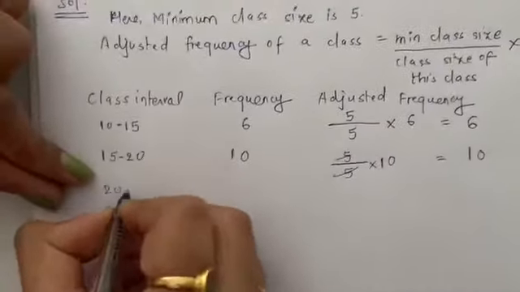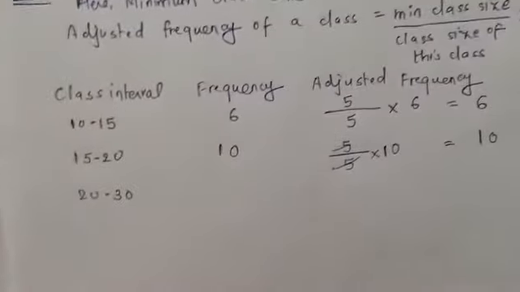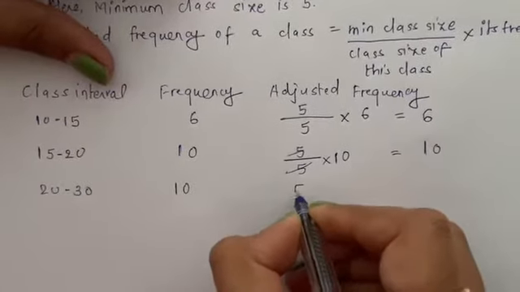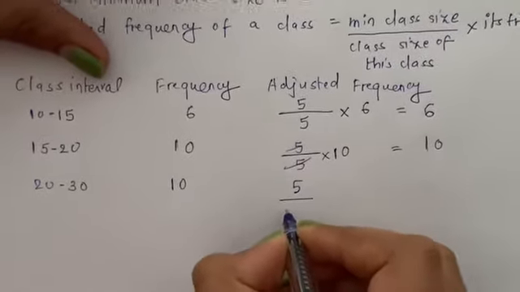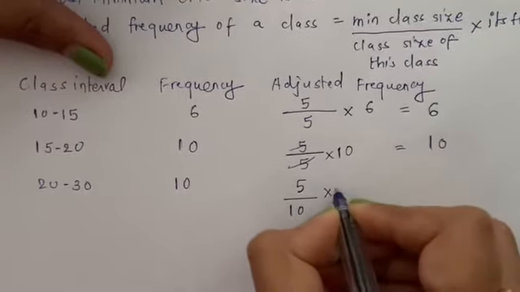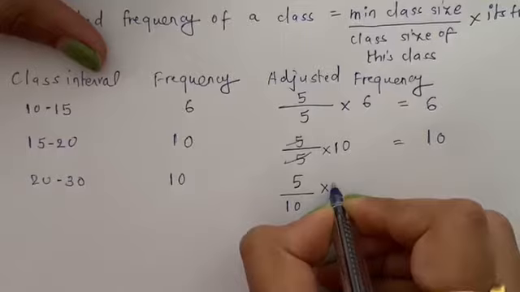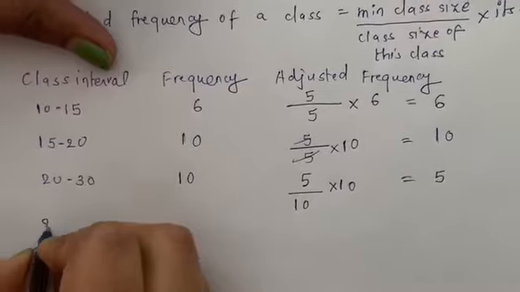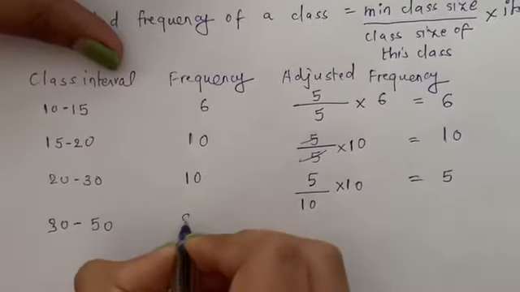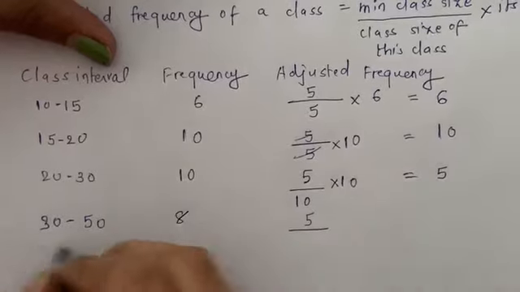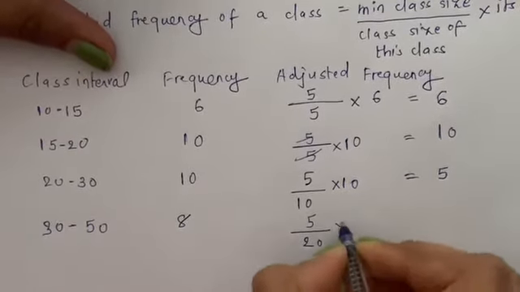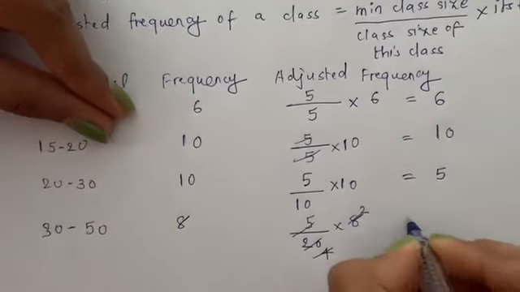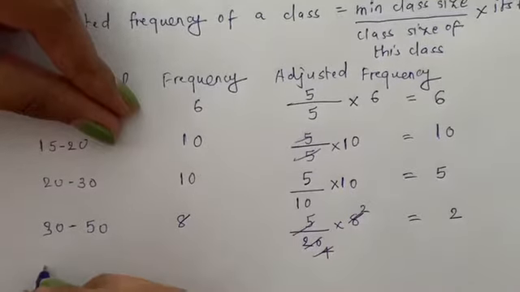After that we have the 20 to 30 class. For that, the frequency is 10. So the minimum class size is 5, the class size of this particular class is 10, into the frequency, which is 10. So you will get 5. So 6, 10, 5. Next is 30 to 50. Frequency is 8. So 5 by this difference, which is 20, into the frequency 8. So 5 fours are 20, 4 twos are 8. So you will get 2 as your adjusted frequency.